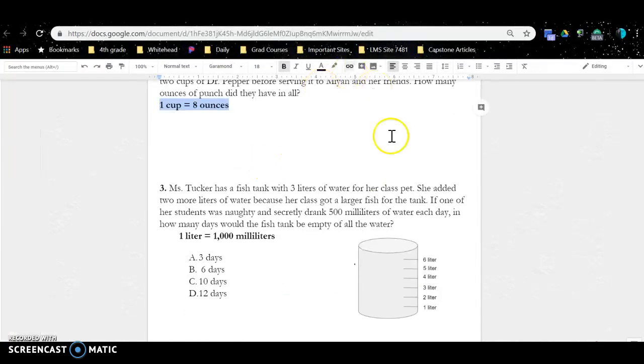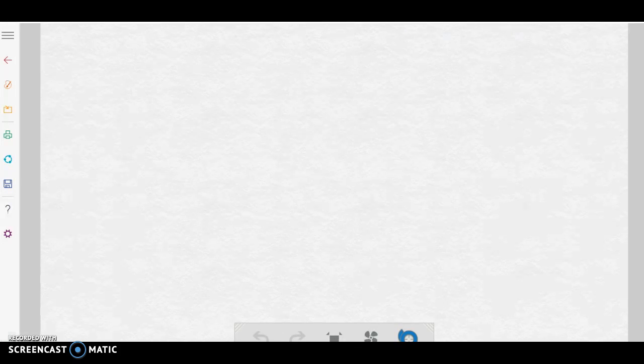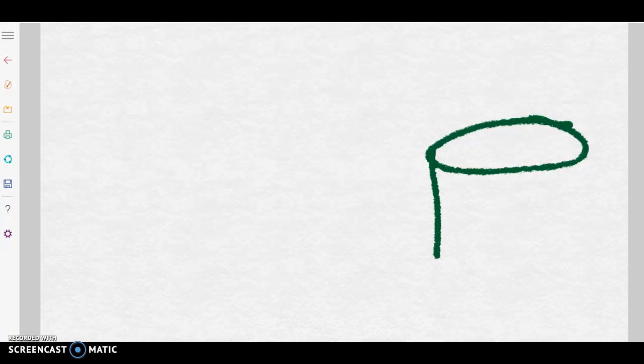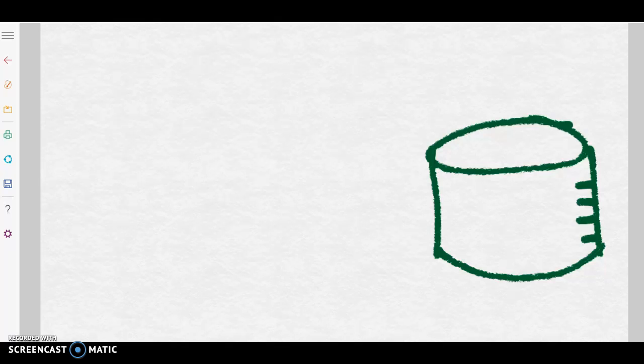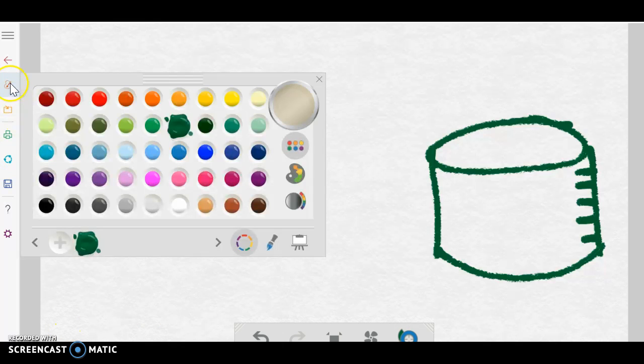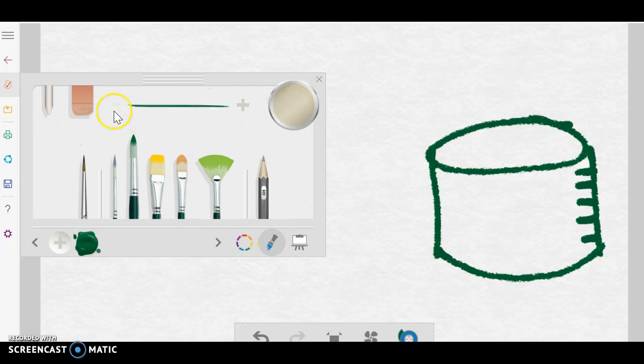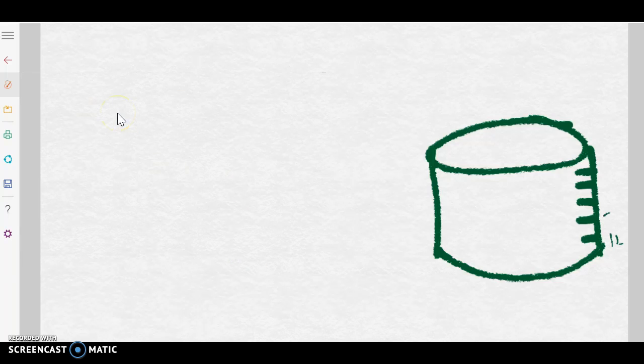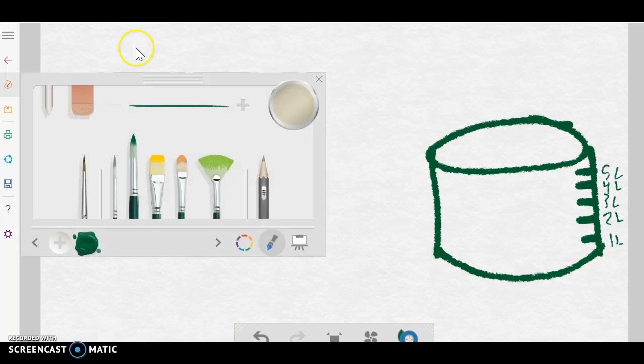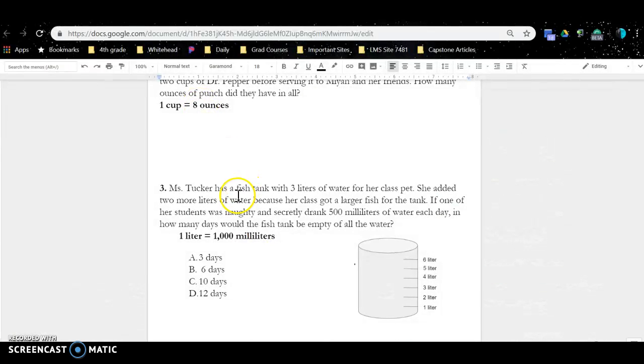Okay, so Miss Tucker, and this one's kind of funny, Miss Tucker has a fish tank with 3 liters of water. The first thing I want to do is draw my container. So I know this is 1 liter, 2 liters, 3 liters, 4 liters, and 5 liters. The first thing I know is that Miss Tucker has a fish tank with 3 liters of water for her class pet.